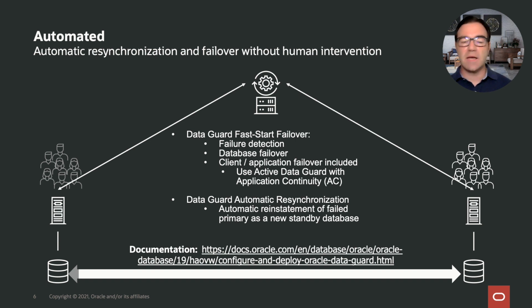In addition to that, DataGuard also has a feature called DataGuard Automatic Resynchronization, which allows DataGuard to automatically reinstate a failed primary if the root cause has been fixed. In other words, if your primary, the former primary, is able to run again, then DataGuard will reactivate this primary as the new standby, and you can therefore continue your DataGuard environment. If you would like to read more about this, please refer to the documentation link down here, because this is also the one that has been recently updated for 19C in particular.